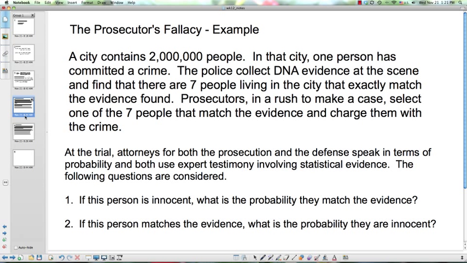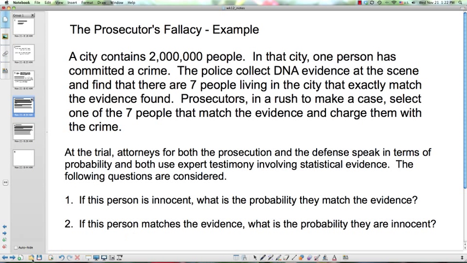Like, if the person's innocent, what's the probability of matching the evidence? And if the person matches the evidence, what's the probability they're innocent? Are a different conditional probability. This is essentially saying, given the person is innocent, what is the chance that they match the evidence? And this one says, given the person matches the evidence, what's the probability that they're innocent?